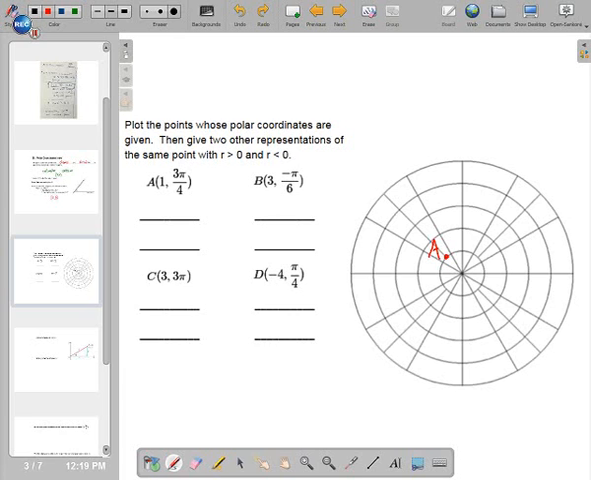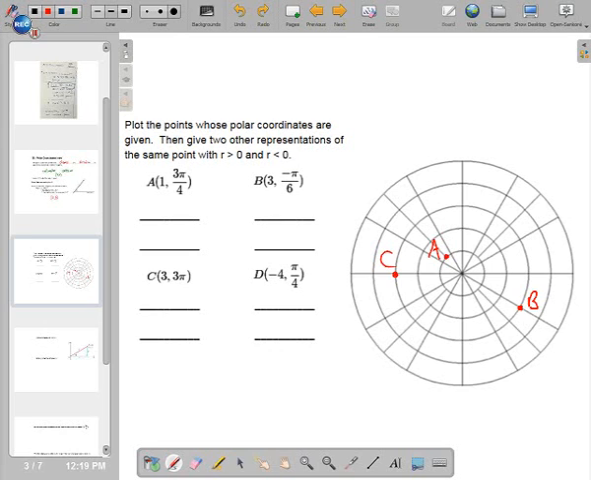Point B is 3, negative pi over 6. So that's radius 1, this is radius 2, this is radius 3, so we're on this circle somewhere, radius 3, and then negative pi over 6 is right here, so that would be point B. Point C is 3, 3 pi. So 1, 2, 3, and then 3 pi, so this would be 2 pi, and then I go around again, now I'm at 3 pi, that's point C.